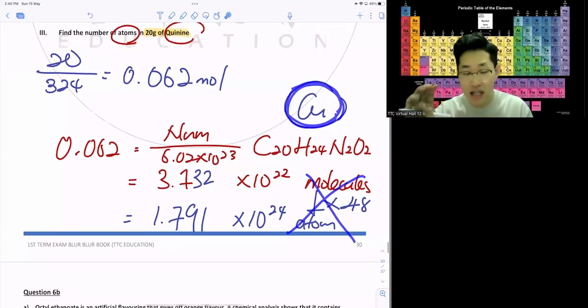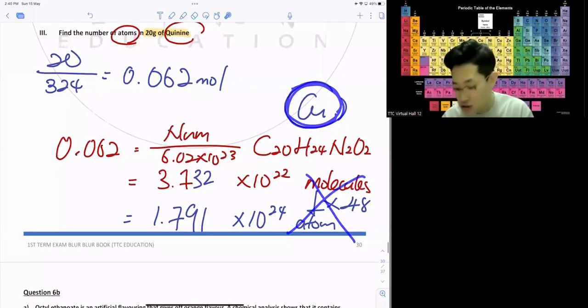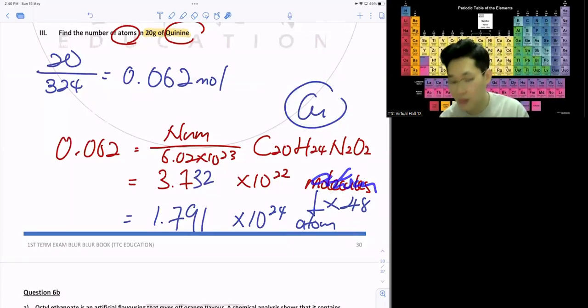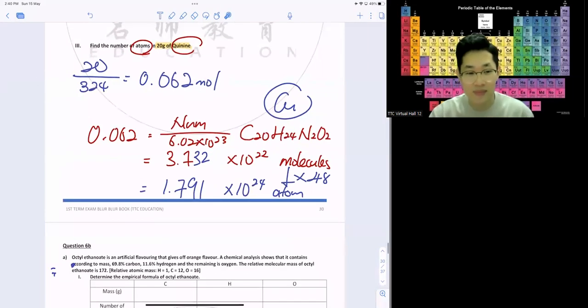It is atom already, it is one single atom already. You just straight away write atom. No need to write molecule and then times 1 like that. No need. Is that okay? Okay. I think everyone's okay with this.